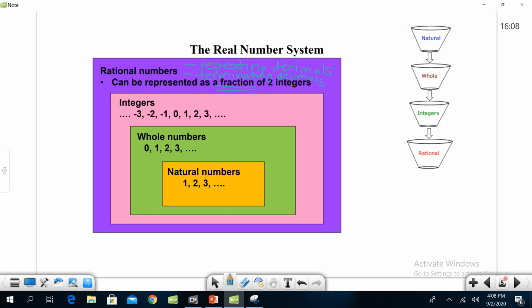So rational numbers are any numbers that can be turned into fractions. I'm going to give you a couple examples. If I have 0.5, well, 0.5 is a terminating decimal, and it's rational because that can be turned into 1/2. If I look at the decimal 0.66 repeating, it is a repeating decimal, but it is also rational because that can turn into 2/3.